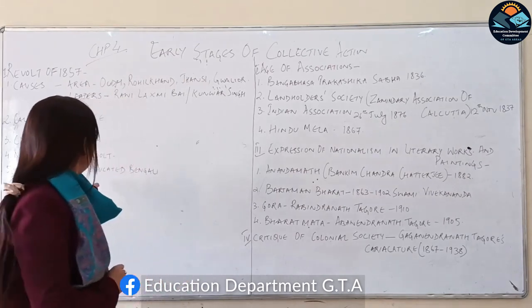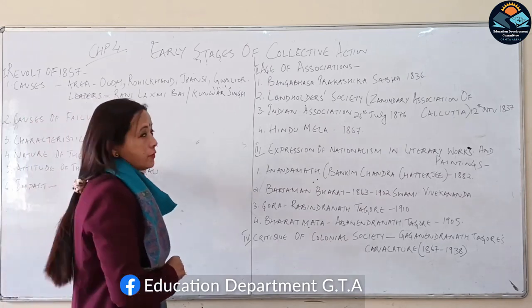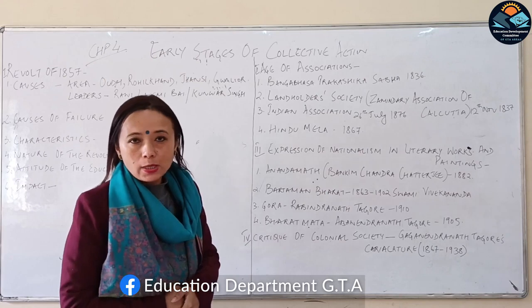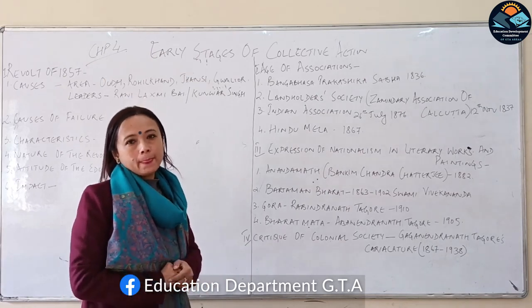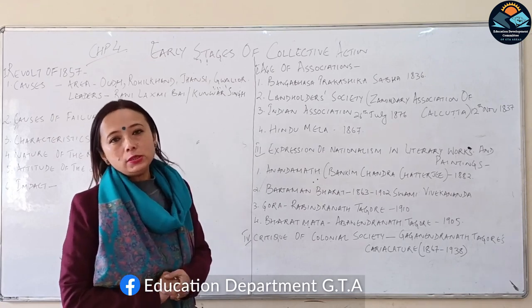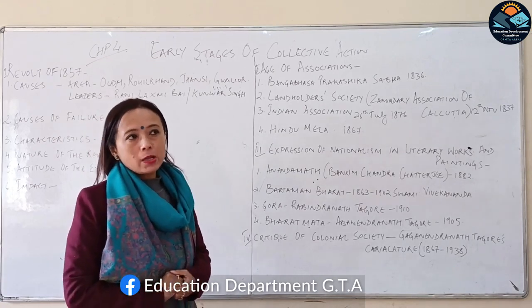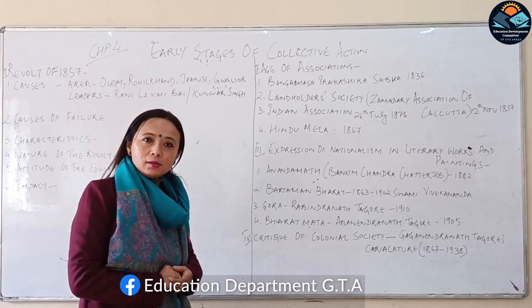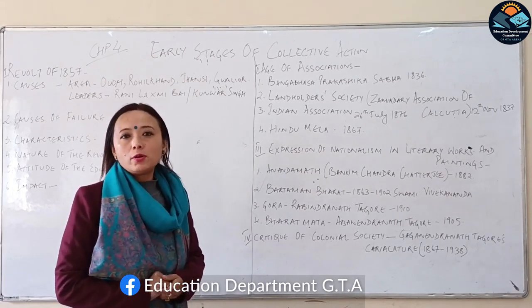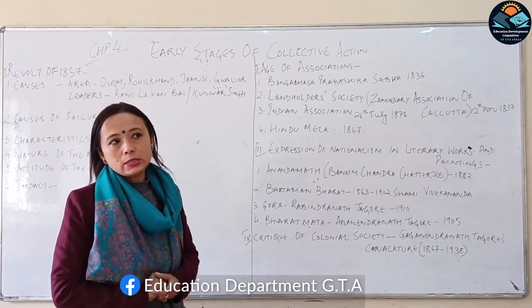Now, regarding the nature of the revolt, this is a very contentious and debatable issue. There are various opinions regarding the nature of the revolt of 1857. Some say it is a mutiny, while some say it is a war of Indian independence.